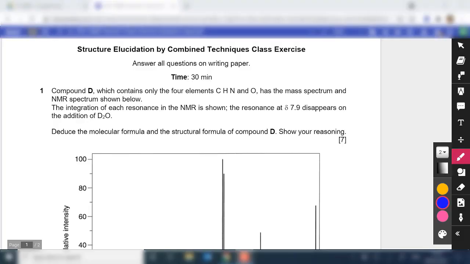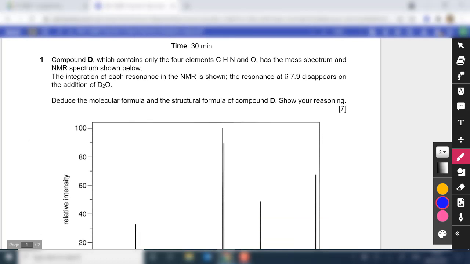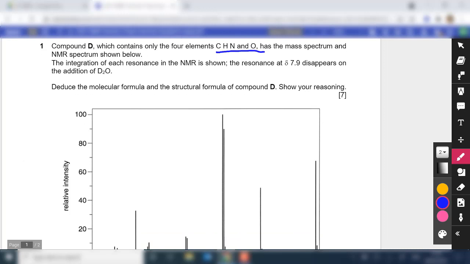Alright, we'll do a quick debrief of the structure elucidation by combined techniques class exercise, which we all did last Friday. Okay, so we'll begin with the first question. You were told that there are 4 elements given to you, C, H, N, and O, and you're given the mass spec and the NMR. And of course, the integration ratio for each of the signals in the NMR is shown.